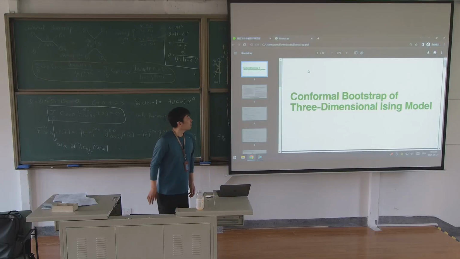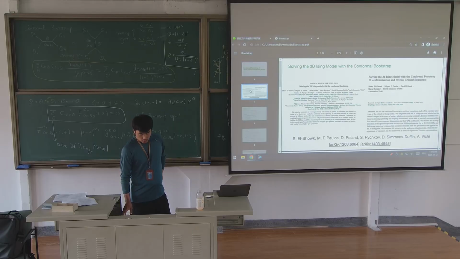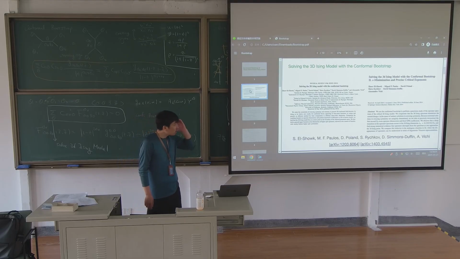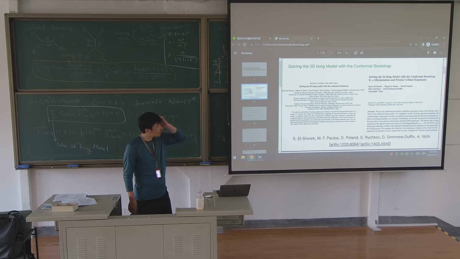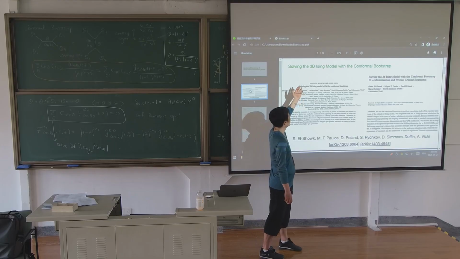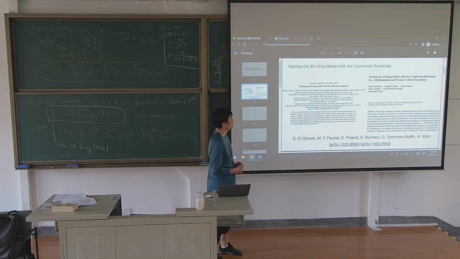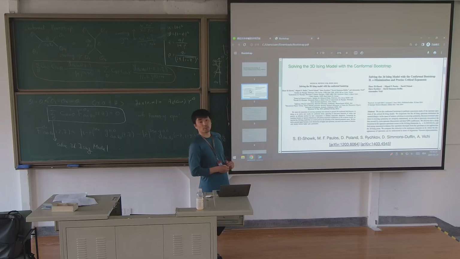Okay, let's get started with the second half. So I wanted to talk about these two papers that made a milestone in solving the Ising model. There are many people involved: Elshock, Paulus, Holland, Rychkov, Simmons-Duffin, and so on. And the topic is solving the 3D Ising model with the conformal bootstrap.